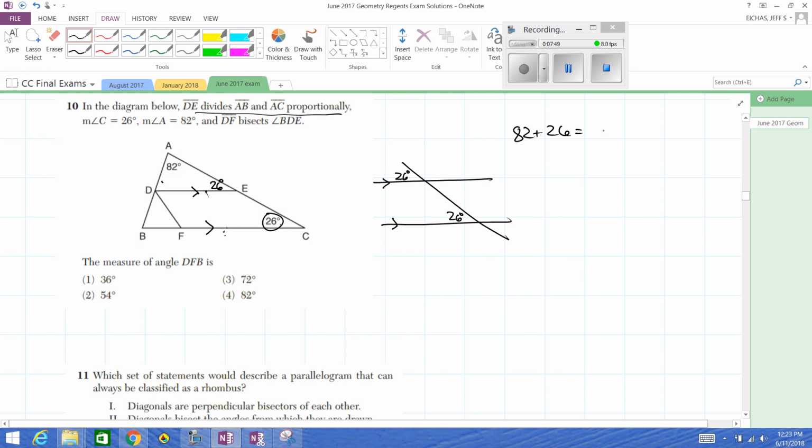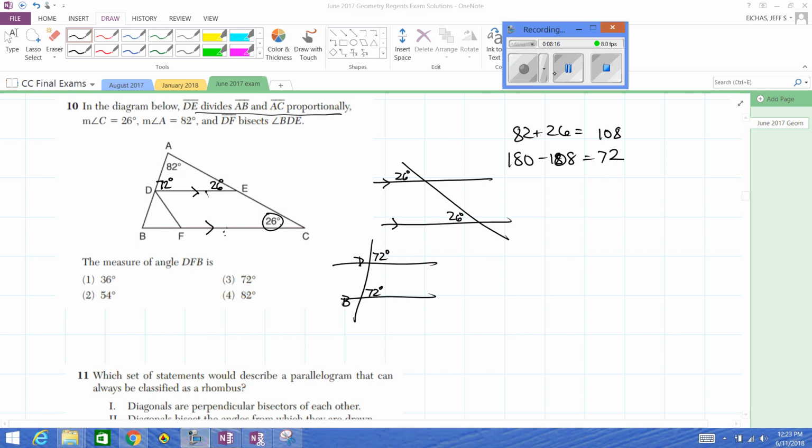So 82 plus 26, that's 108. 180 minus 108 is 72. Okay, so we're going to put 72 right here, because you have another parallel, right? You're looking at this. That's 72 right there at D. And this one down here at B, that's going to give us 72 there as well. Now, we might not have needed that, but we could figure it out.